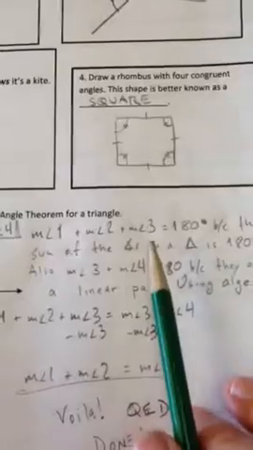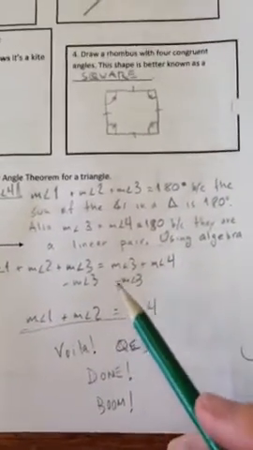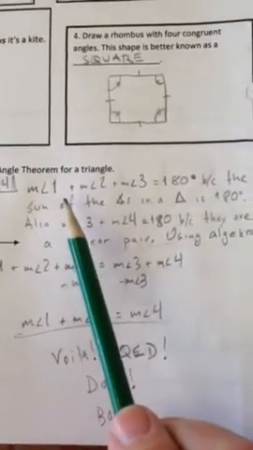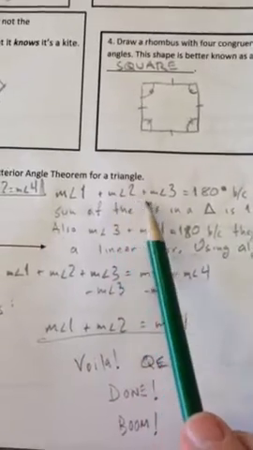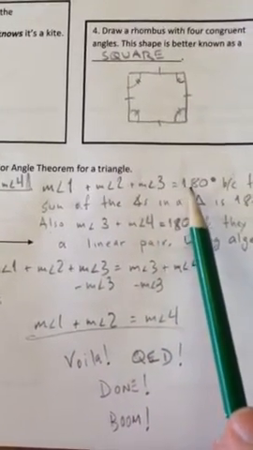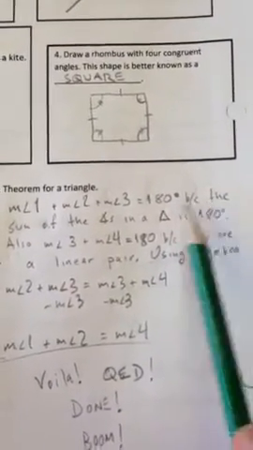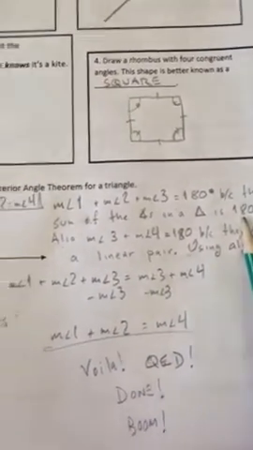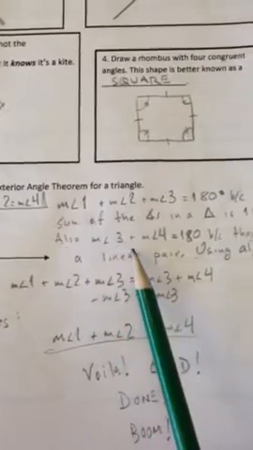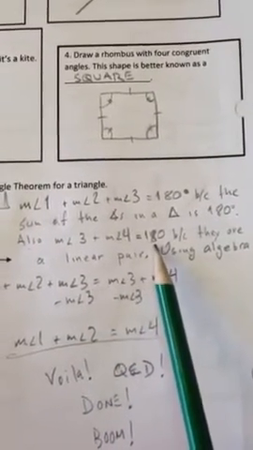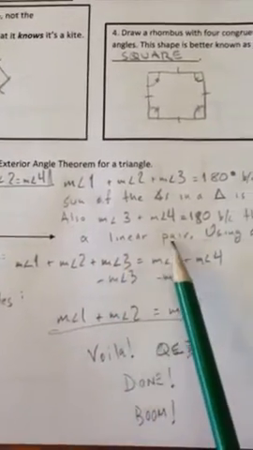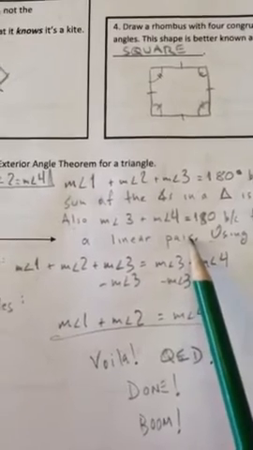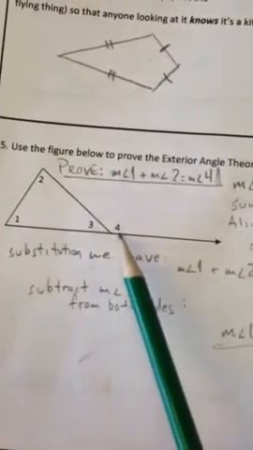So here's how my proof goes, and proofs can be a lot of forms, but I'm just saying this. Measure of angle 1 plus the measure of angle 2 plus the measure of angle 3 equals 180 degrees, and that's because the sum of all the angles in a triangle is always 180 degrees. Also, measure of angle 3 plus measure of angle 4 equals 180 degrees because they are a linear pair. That is, they are supplementary and they form a straight angle.